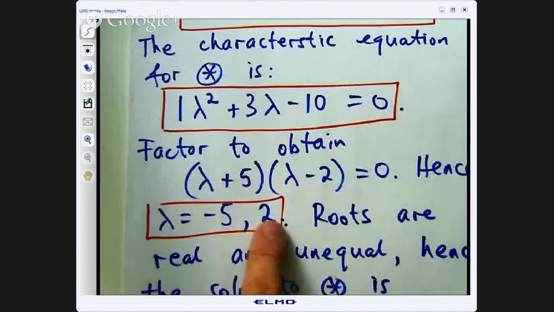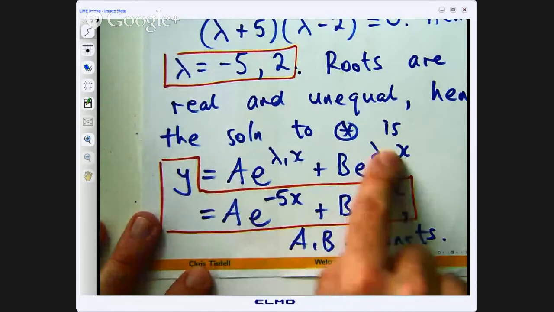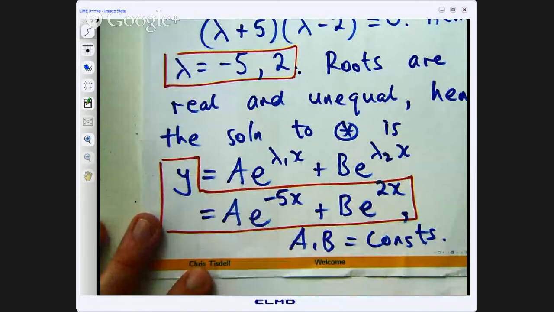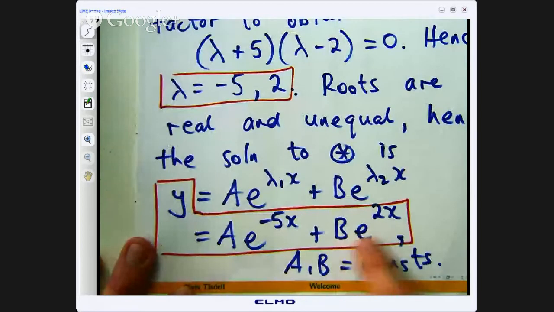In that case, the general solution to the original problem is a combination of exponentials. Now, if we got some numbers here that were like, say, -5 and 5, where the roots were real and equal, this general solution wouldn't cut it anymore. So you need to be careful with that. And then we could write down the solution.